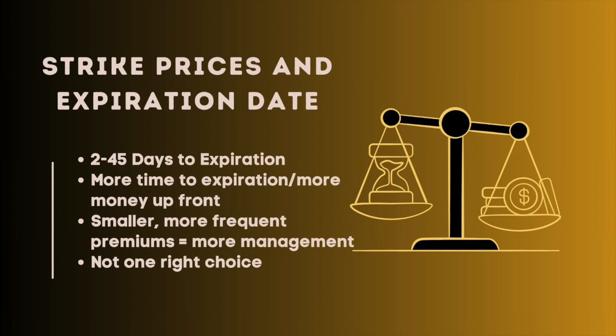Longer terms provide more premium up front, while shorter terms offer smaller premiums but allow for quicker turnover, potentially resulting in more income over time. Short-term trades, however, require closer monitoring and active management. When trading bull put spreads, I often lean towards shorter expiration dates, aiming for smaller, more frequent premiums. This approach can result in higher returns overall, but demands more attention. There's no universal right way to set this up. Experimenting within your strategy will help you find what works best for you.